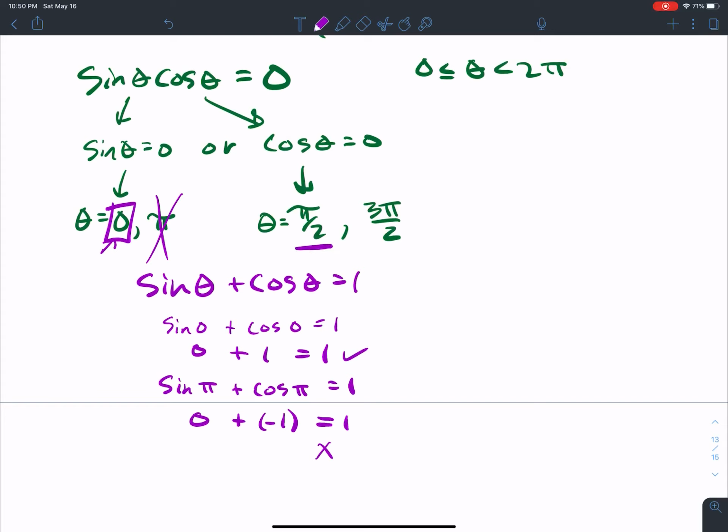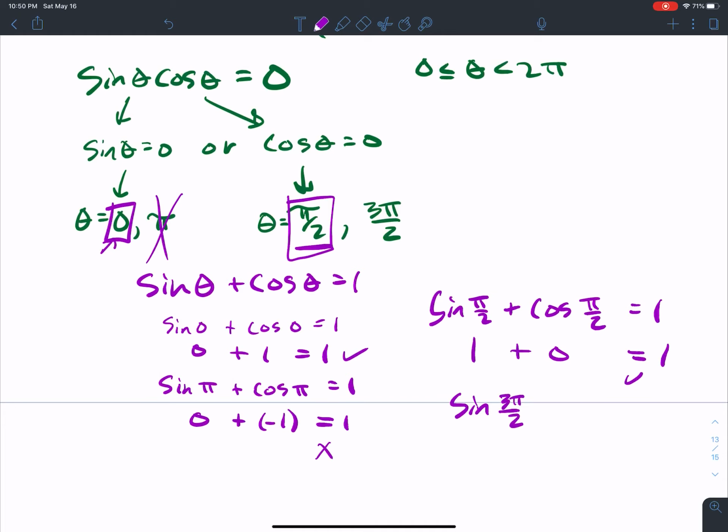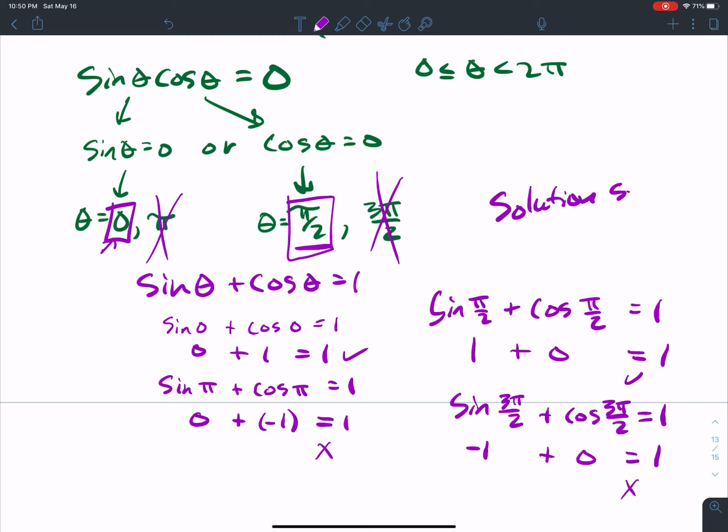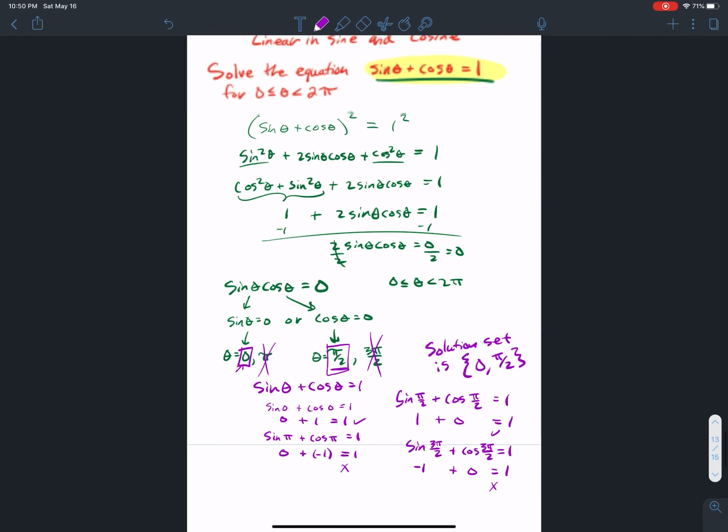Let's try pi over 2. So sine pi over 2 plus cosine pi over 2 equals 1. That's 1 plus 0 equals 1. That's true. And sine 3 pi over 2 plus cosine 3 pi over 2 equal to 1. That's negative 1 plus 0 equal to 1. That doesn't work. So my answer, the solution set, is 0 and pi over 2. Okay? 0 and pi over 2 here.